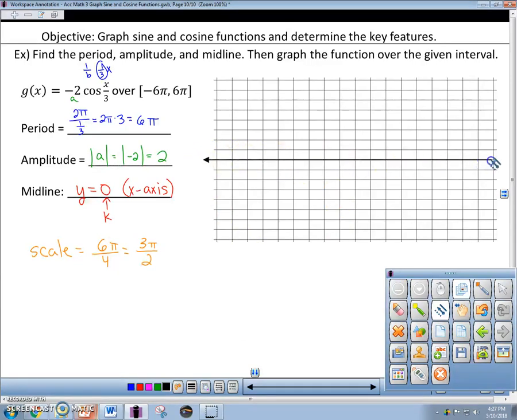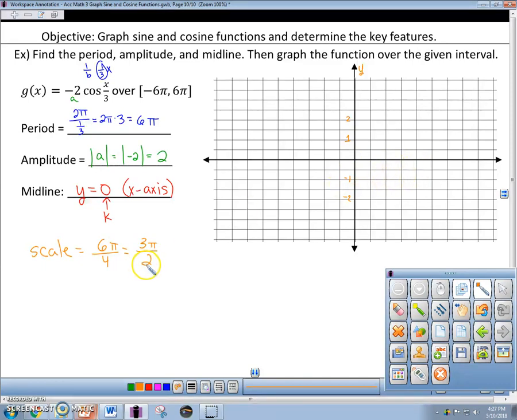I am looking at kind of dividing this in half if I have to go all the way from -6 pi to +6 pi. And on my y-axis, because I have an amplitude of 2, I think that I will use a half unit scale. So I'll make this 1 and this 2, and this will be -1 and -2. And then if I use a 3 pi over 2 scale, then this would be 1.5, and this would be 3, and then 4.5, and then 6.